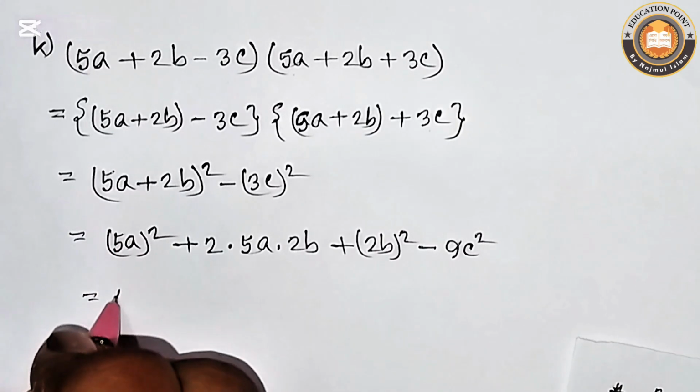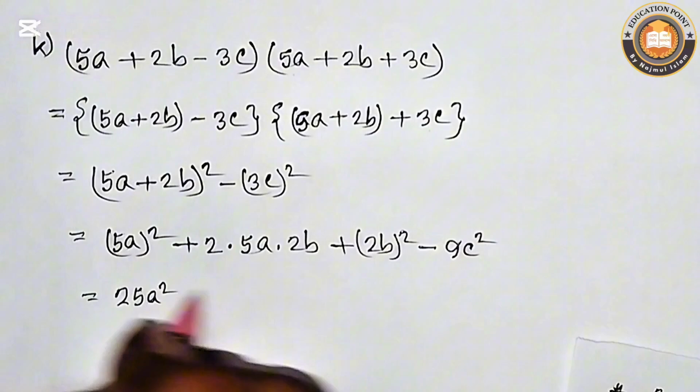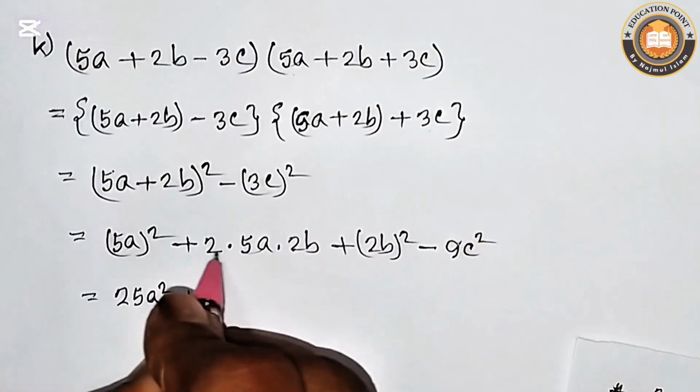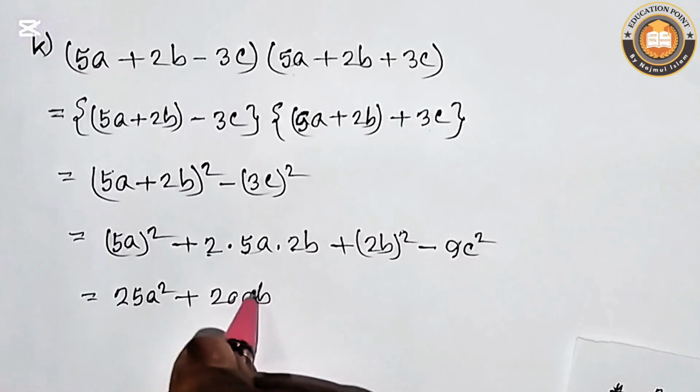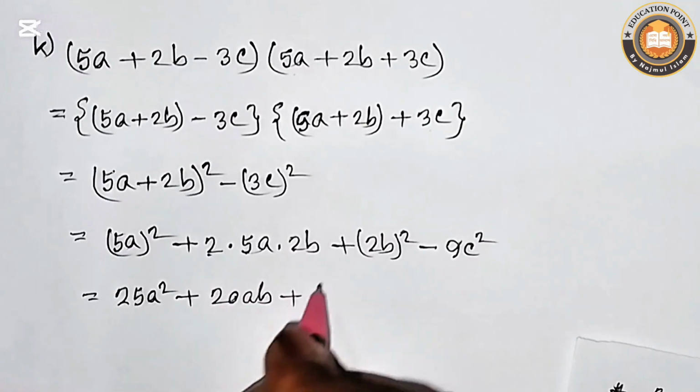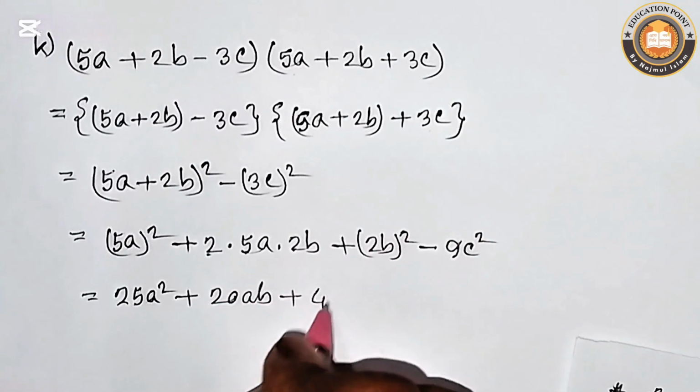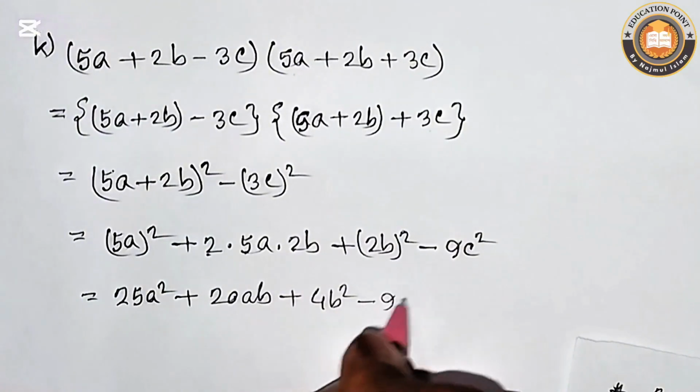(5a) whole square equal 25a square plus 2 5 the 10, 10 to the 20ab, plus (2b) whole square equal 4b square, minus 9c square.